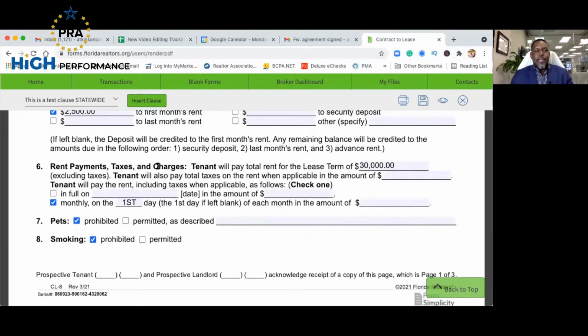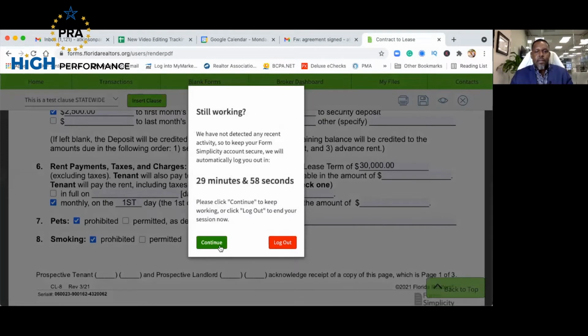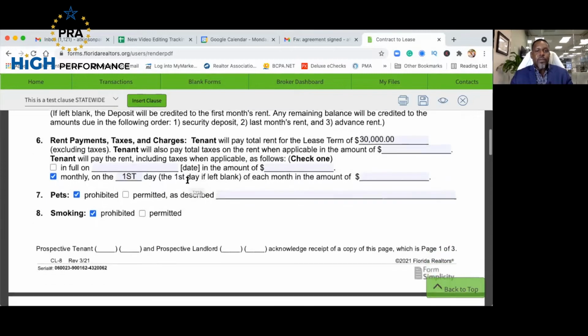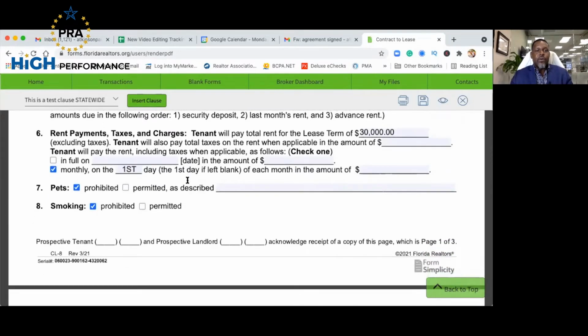The rents and taxes and charges for the whole term of the lease, which is 12 months. It's 12 months times $2,500, which is $30,000. So that's what's expected to be paid in the whole term of the lease by the tenant. You put that figure here. Just the rent payment times the number of months that the tenant's going to occupy the property.